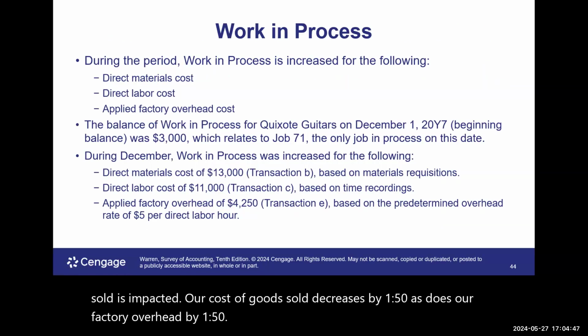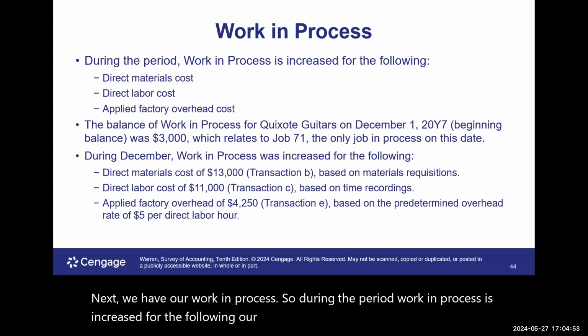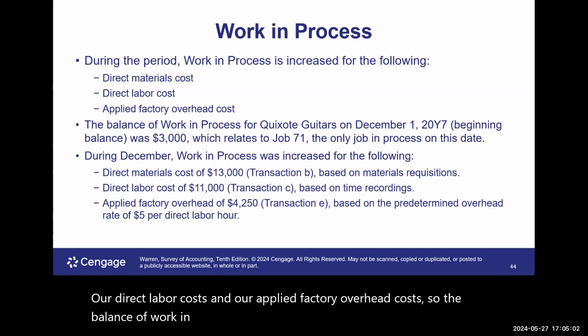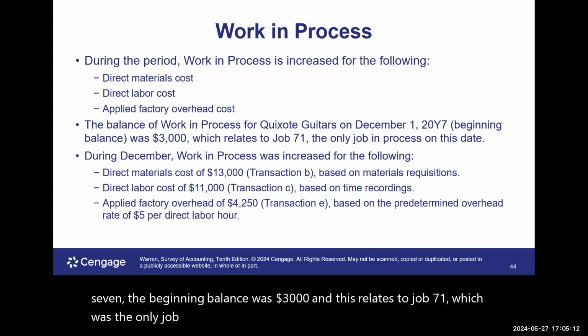Next, we have our work in process. So during the period work in process is increased for the following: our direct material costs, our direct labor costs, and our applied factory overhead costs. So the balance of work in process for Q guitars on December 1st, 2007, the beginning balance was $3,000. And this relates to job 71, which was the only job that was in process on this date.